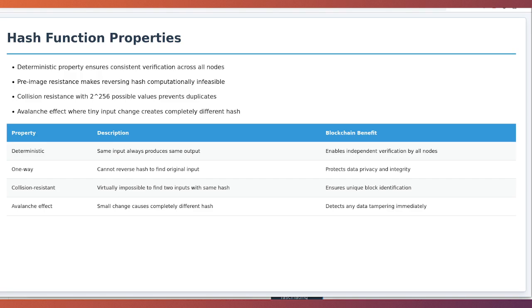With SHA-256, there are 2 to the power of 256 possible hash values. That is more than the number of atoms in the observable universe. The avalanche effect means that changing even a single character in the input produces a completely different hash. If you hash "hello world" and then hash "hello world!", with just the exclamation point added, the resulting hashes look completely unrelated. These properties combined make hash functions perfect for ensuring data integrity in blockchain.